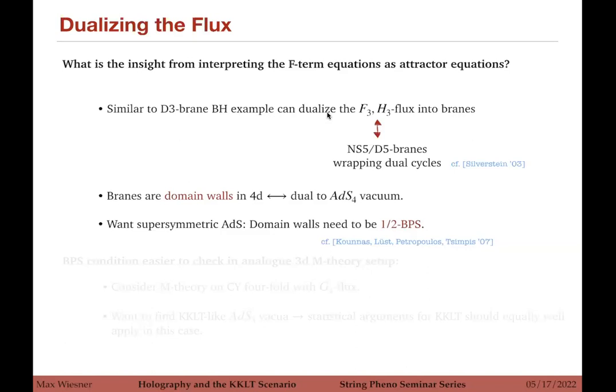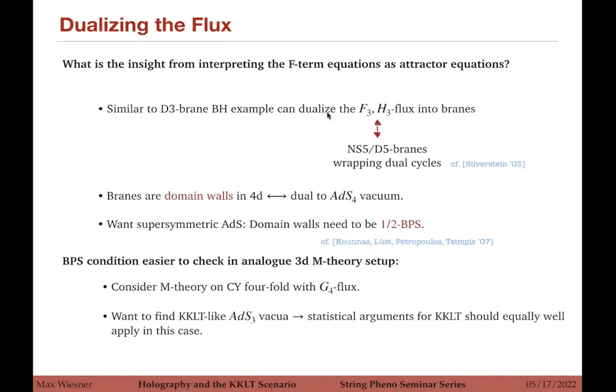And now these branes, unlike the black hole in the D3 brane example, are domain walls in 4D, so they have very low codimension, but these would be expected to be dual to the AdS4 vacuum. And since KKLT requires a supersymmetric AdS vacuum, we would also expect the domain walls to be 1/2 BPS. So whenever we want to have a supersymmetric AdS vacuum, we would have to look at brane configurations that are also 1/2 BPS. This was also discussed in a paper 15 years ago, I think.